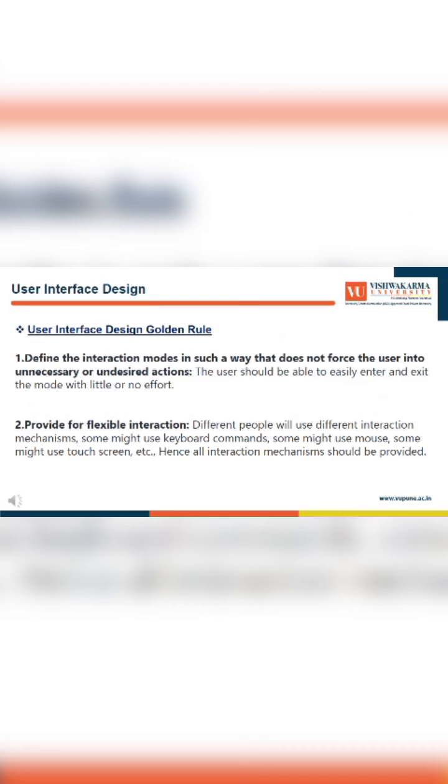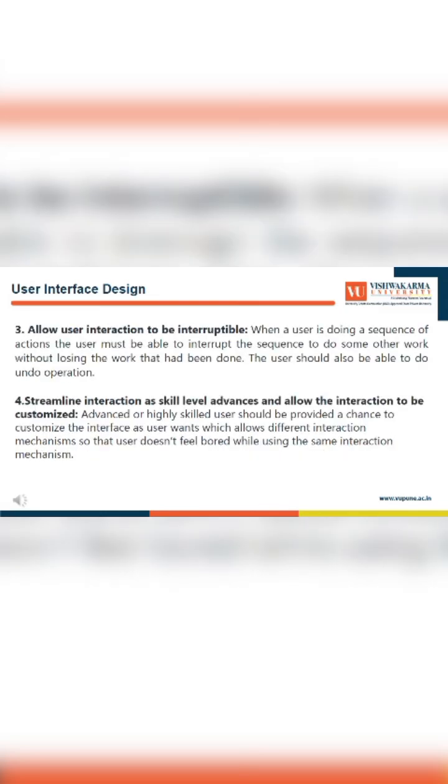User interface design golden rules. Define the interaction modes in such a way that does not force the user into unnecessary or undesired actions. Provide for flexible interaction. Allow user interaction to be interruptible. When a user is doing a sequence of actions, the user must be able to interrupt the sequence to do some other work without losing the work that has been done.